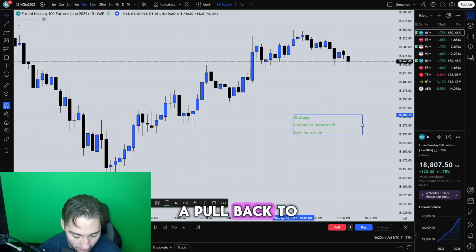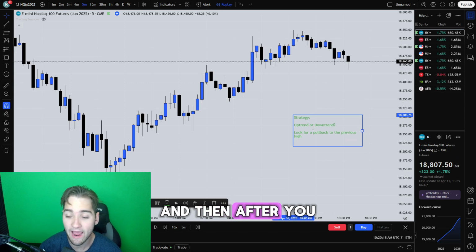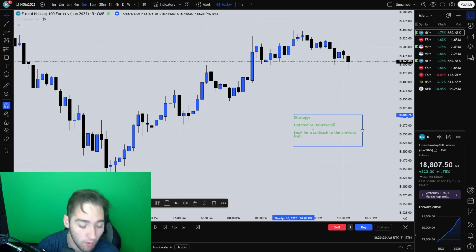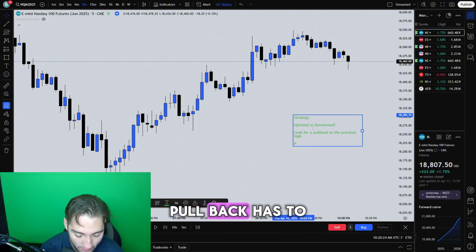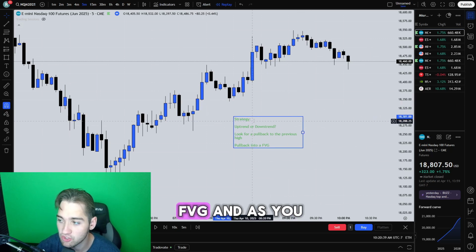Okay, so we're going to look for a pullback to the previous high. Okay. And then after you do that, what else are you looking for? Well, you're going to look for the pullback into a fair value gap. The pullback has to be in a fair value gap in order for the strategy to give you a high win rate. So pullback into a fair value gap. I'm just going to put FVG.